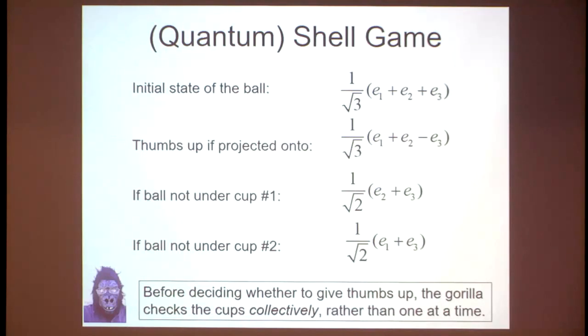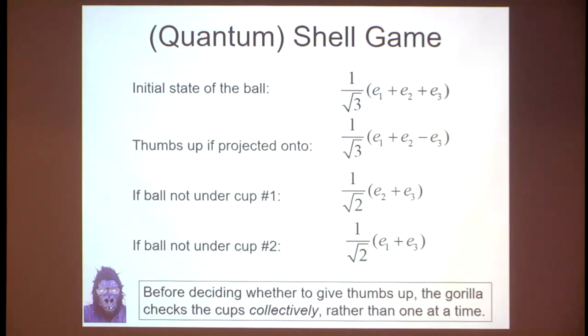So it turns out what the gorilla is doing is, when he comes into the room, he tries to take the vector and project it onto this different vector. So this is just a uniform sum of the 3 possibilities in which they all occur in a symmetric way. So the ball has equal chance of being under cup 1, cup 2, or cup 3. But he tries to project the state by making a certain kind of measurement onto this different direction, a different combination of the three basis vectors in this three-dimensional space.